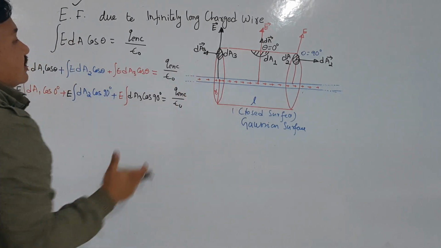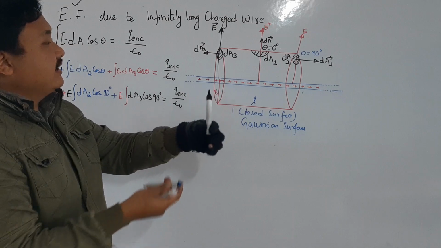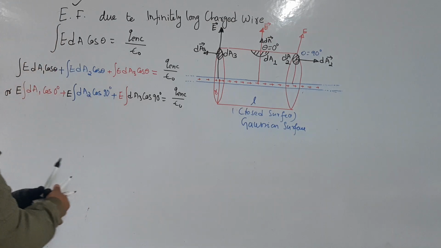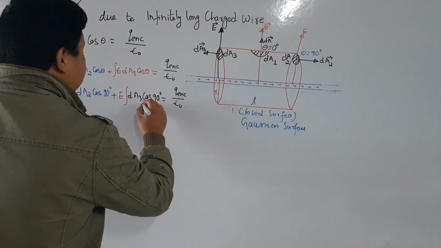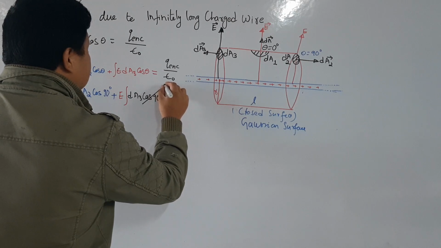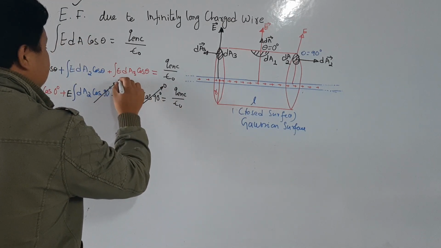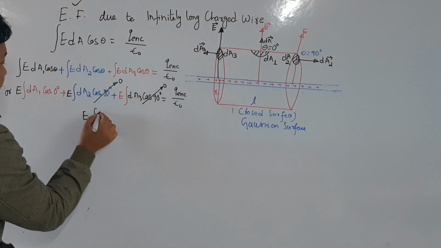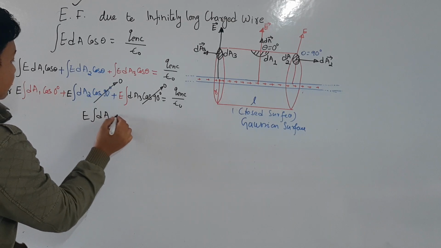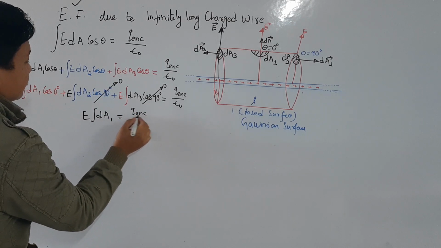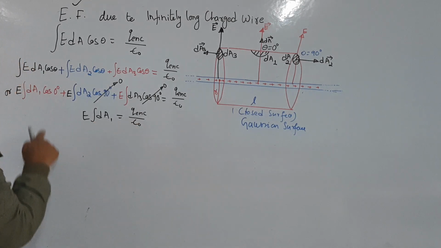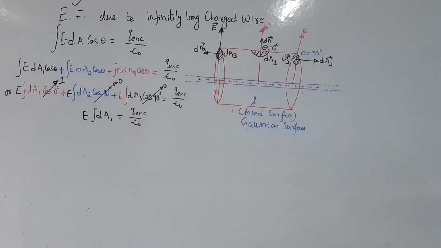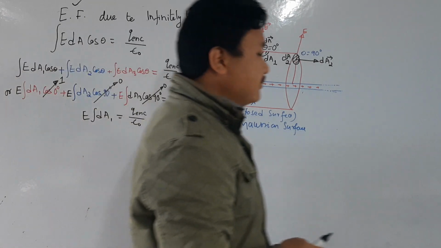Here for dA3, the electric field is in this direction and the area vector is in this direction, so the angle is 90 degree. So cos 90 is what? 0. So this will become 0, and this cos 90 will also become 0. Then what is remaining here? The remaining is E integration dA1 equal to charge enclosed by epsilon naught, right? Because cos 0 degree is 1.